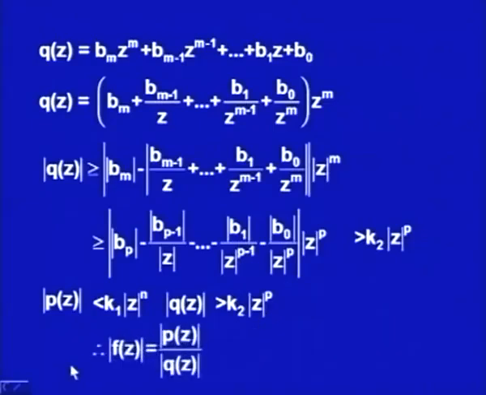Now, mod p(z) is less than or equal to k1 mod z to the power n, mod q(z) is greater than or equal to k2 mod z to the power m, and my f(z) is p(z) upon q(z), and the difference between the degrees of q and p is at least 2. So, let us assume that it is equal to 2 actually. Then what we would have is that this is less than or equal to k upon mod z squared, because k1 upon k2 we are taking as another constant k. Since mod z is greater than r, this should be less than or equal to k upon r squared.